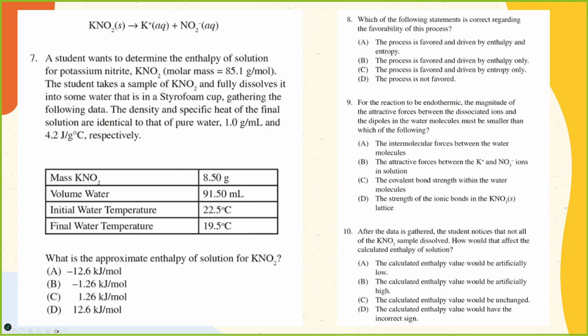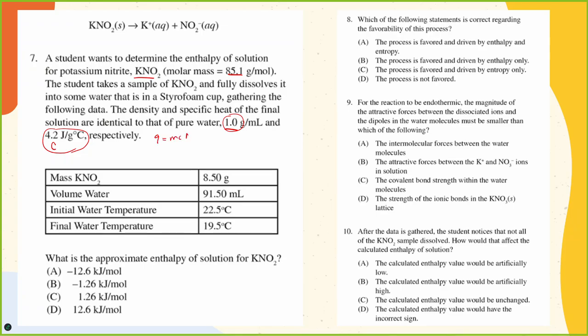All right, so finally some lovely problems to do. A student wants to determine the enthalpy of solution for potassium nitrite. Luckily, they gave us that. The student takes a sample and fully dissolves it in a styrofoam cup. The density here tells me I need to basically change something over from that. That's a key thing. And here is my specific heat. So that's C right here.